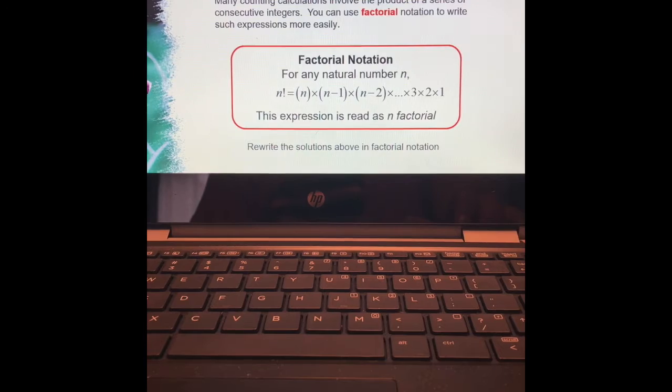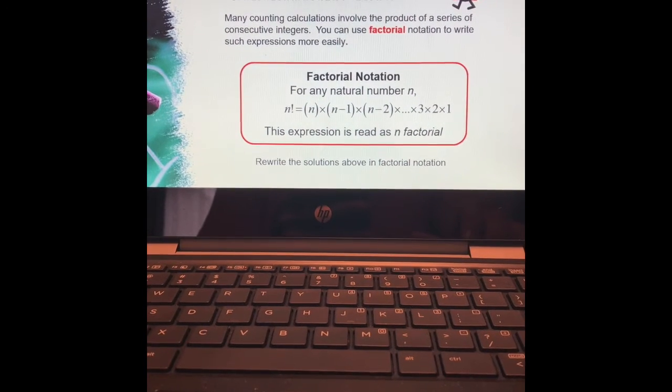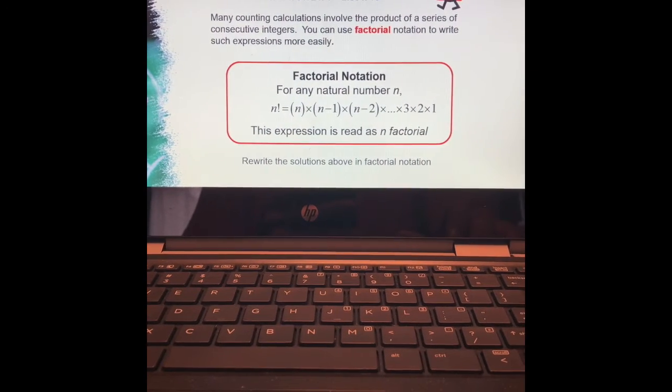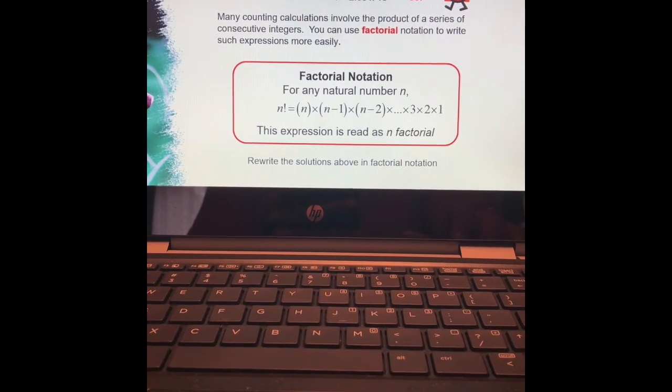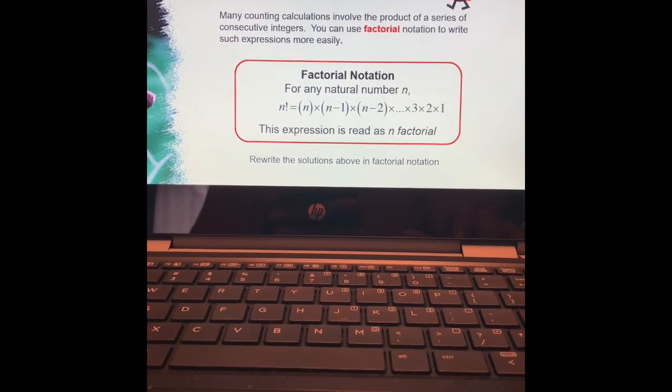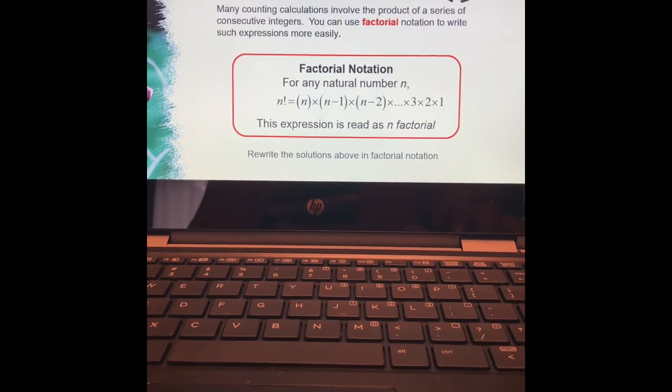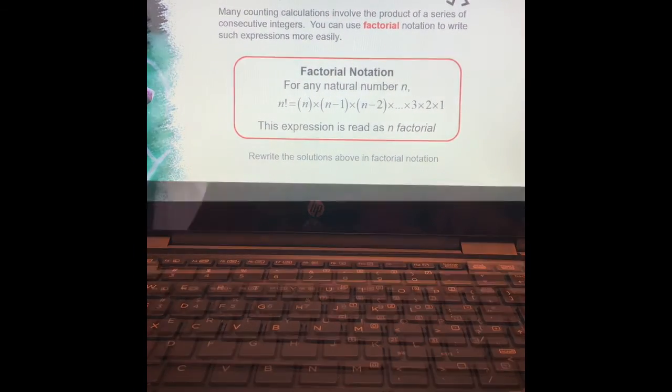So rewrite the solutions above in factorial notation. We kind of just did that already. So the very first one is 10 factorial. The second one is 30 factorial. There's your shortcut. A lot easier to put that in your calculator and get the answer.